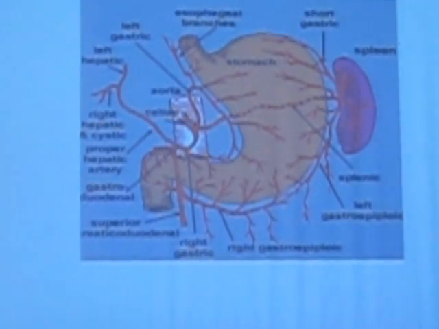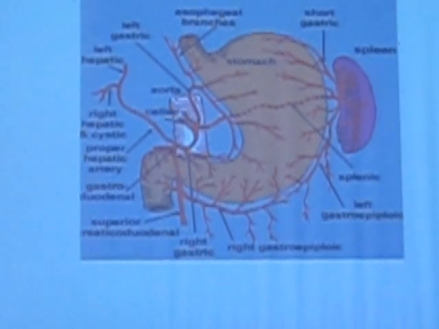Related to the celiac trunk, this is the abdominal aorta. The anterior branches of the abdominal aorta are the celiac trunk, superior mesenteric, and inferior mesenteric. Here I am talking about the celiac trunk. What are the three branches of the celiac trunk? Left gastric, splenic, hepatic. Okay.